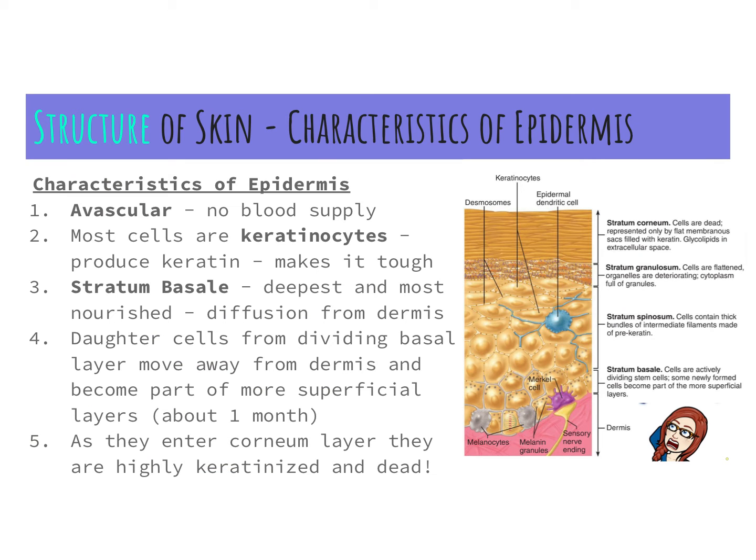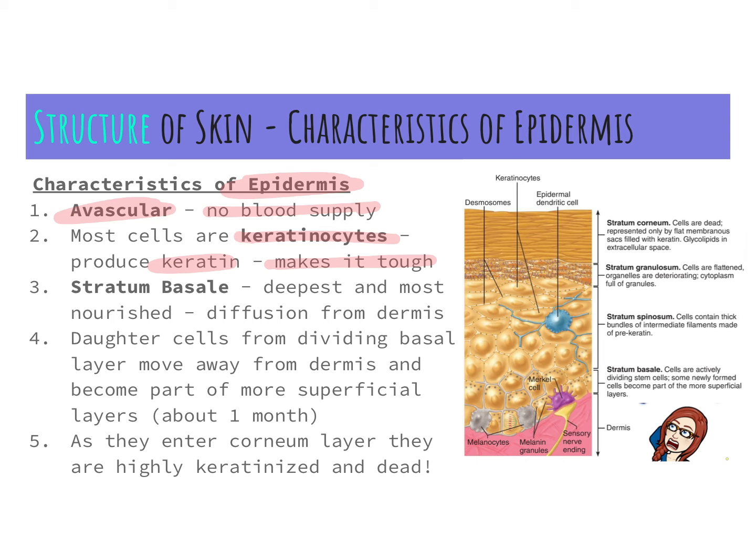Okay, so now we are zoomed in on that top layer of skin, the epidermis. So we're just looking at that very top layer, the most superficial layer of our skin. And this superficial layer is avascular. So again, there is no blood supply. Most of the cells in your epidermis are keratinocytes, which means they produce keratin, which makes this part of your skin so tough.